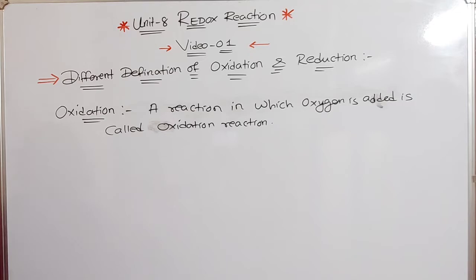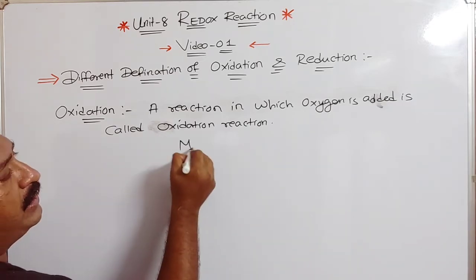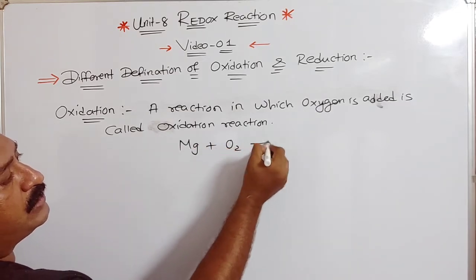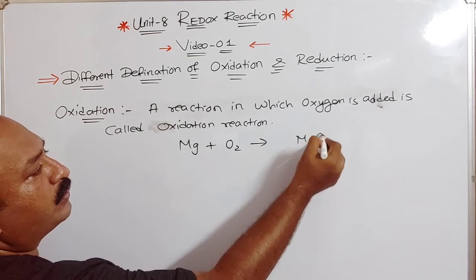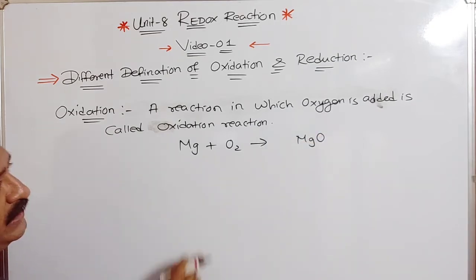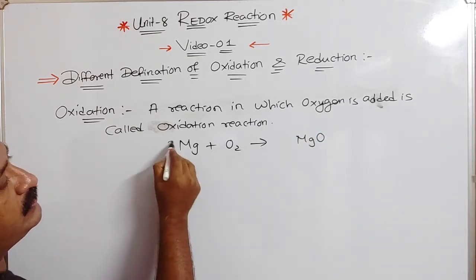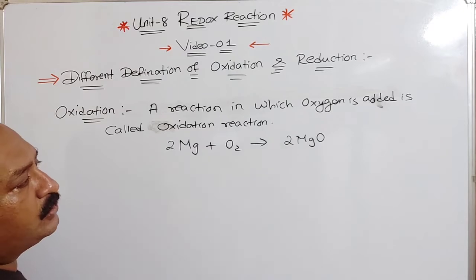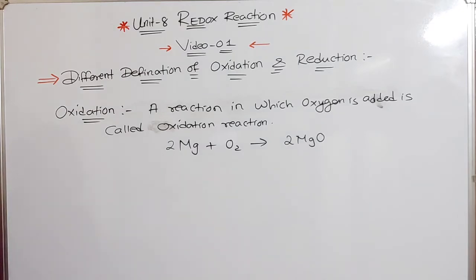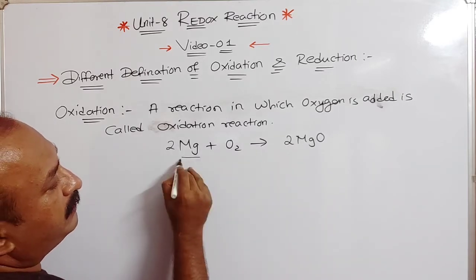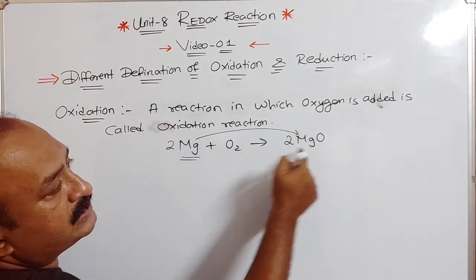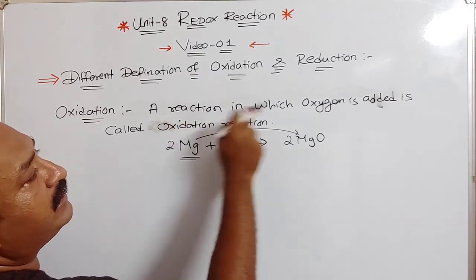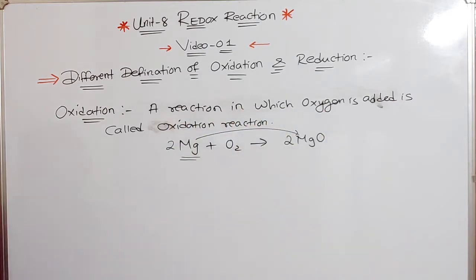Now a simple example you have done in your lab also, if you remember, Mg plus O2 gives MgO, that is magnesium oxide. In this case it is not balanced, so here I will write 2 as a coefficient, what we write for balancing the reaction, that you studied in 10th also. Now in this case, when you see here, to magnesium, oxygen is being added. That's why we call a reaction in which oxygen is added an oxidation reaction.